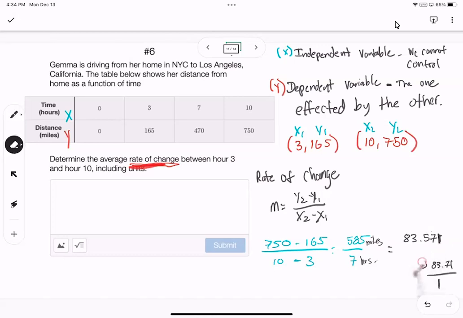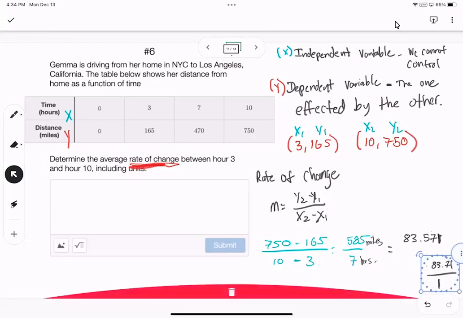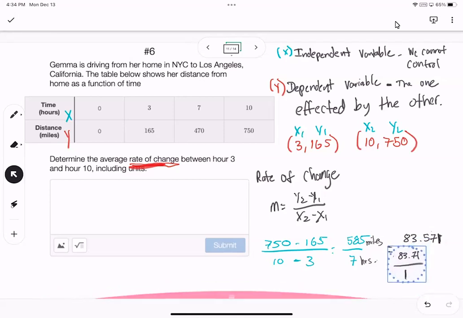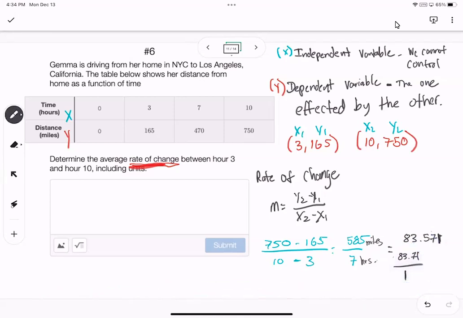Now if I look at this, since we're comparing 2 rates, what does this number mean? This number here means they drove 83.71 miles per 1 hour. So the average rate of change between hour 3 and hour 10, including units.